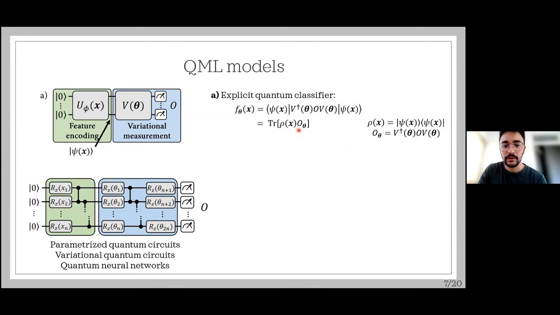And what you see is that this f of x now is just the inner product, the Hilbert-Schmidt inner product between rho of x and O theta. And if you write it in your previous notation that I had in the previous slides, well, this is just saying that your feature vector is rho of x and your weight vector is the observable O theta, okay? And effectively, because this family of observables here, O theta, with all possible variational gates will be kind of restricted, what we have is that a restriction also on the weight vectors that we can have in our linear model.